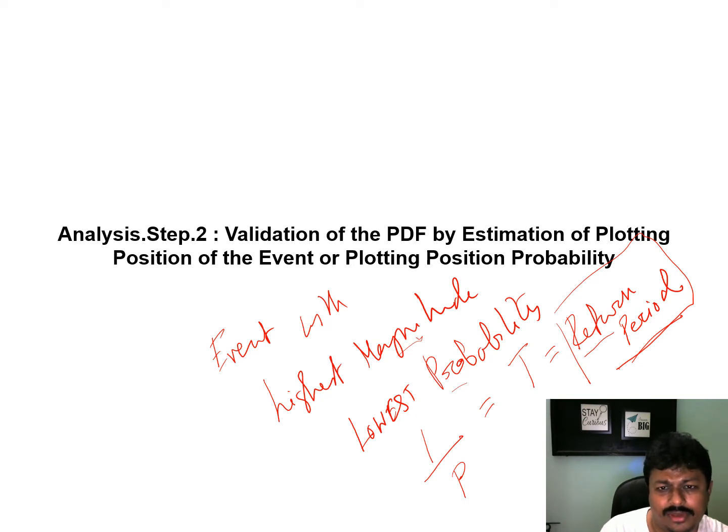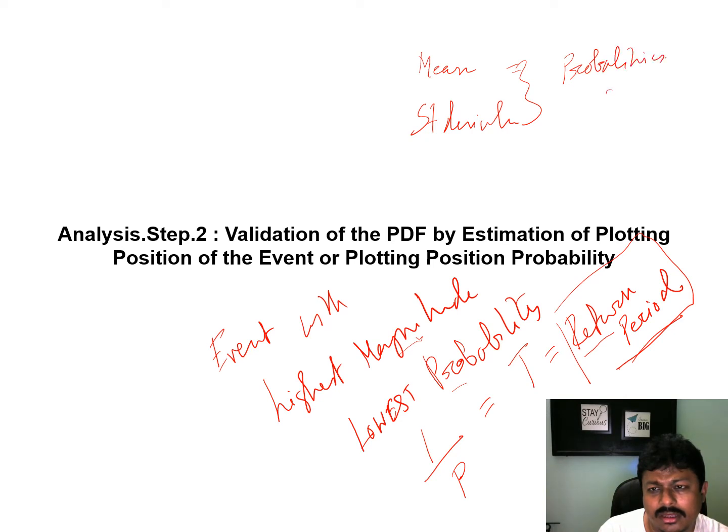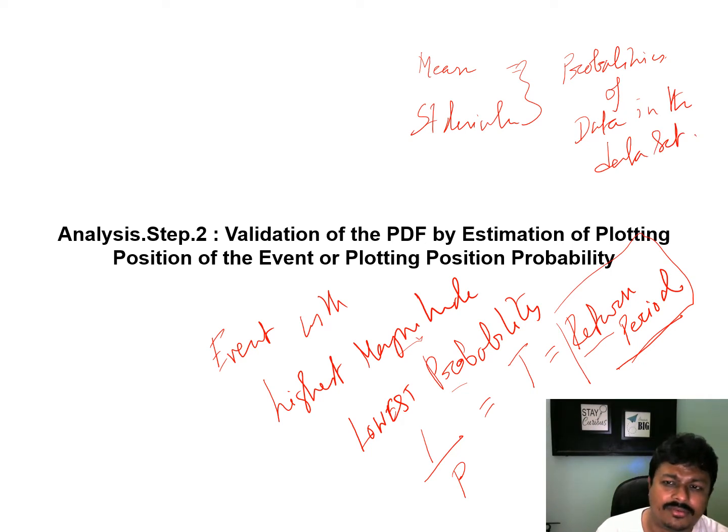Actually, this is the way we have to find the probability of all the events in a data set. And after finding the probabilities of all the data points of the data set, we'll have to find the mean and standard deviation of the probability of data in the data set. That means with the help of the probabilities that we found, with the help of p is equal to m by n plus 1, you have to calculate the mean and standard deviation.